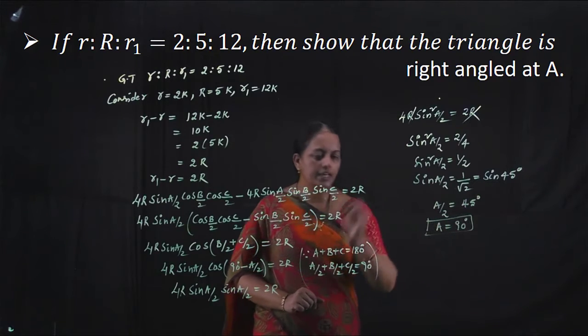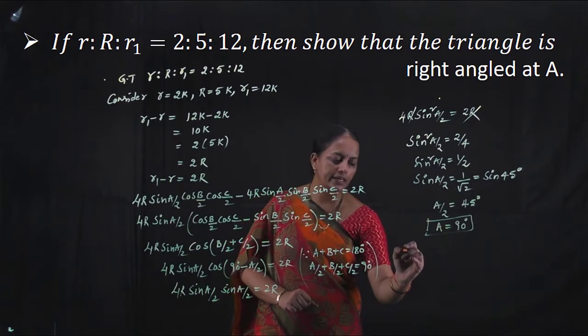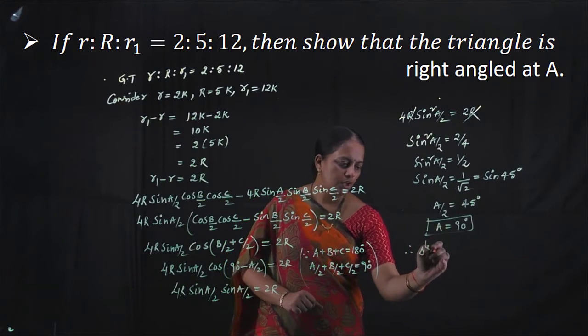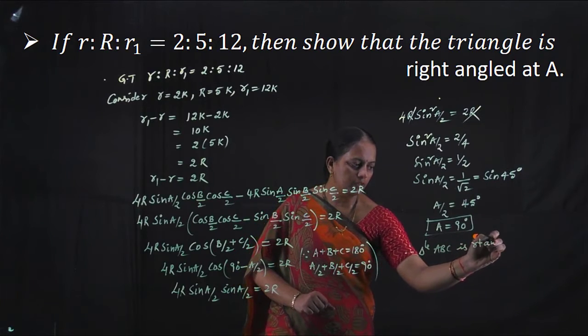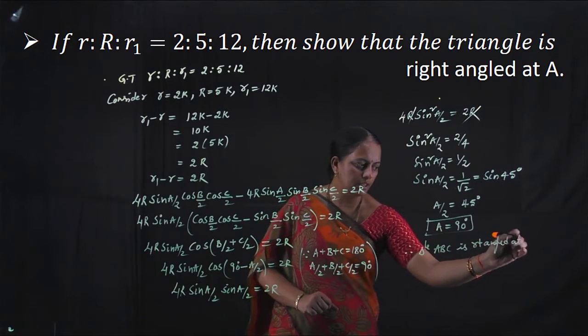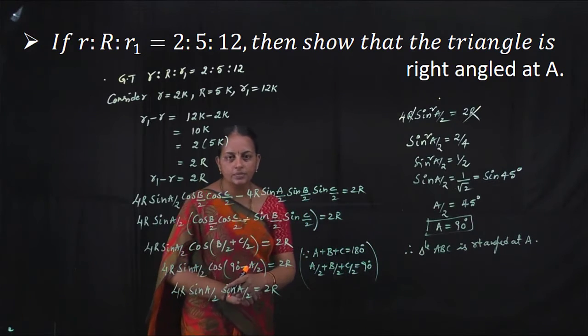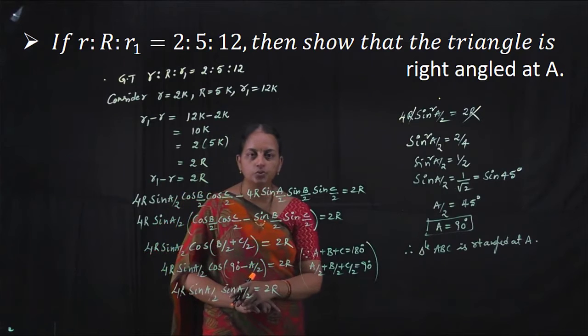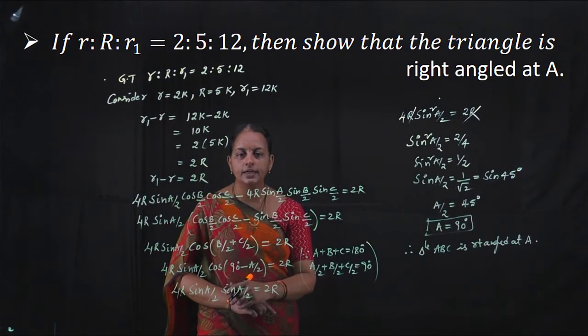If angle A is equal to 90, then we say that the triangle ABC is right angled at A. Therefore, triangle ABC is right angled at A. Therefore, if small r is to capital R is to R1 is equal to 2 is to 5 is to 12, then the triangle ABC is right angled at A.